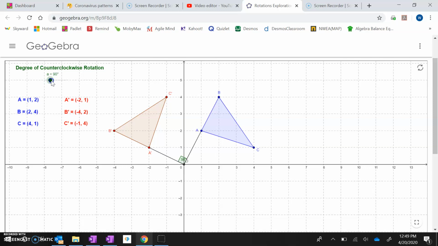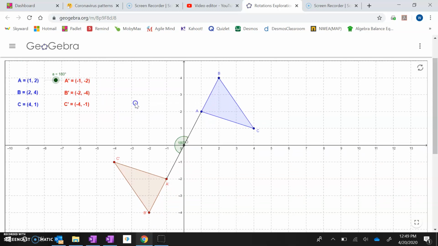If we do that again, there's our 180-degree rotation. So it's halfway around the circle. Again, same size, same shape, just rotated 180 degrees. And then 270 degrees is right there. You get to 360, you are back to the start.